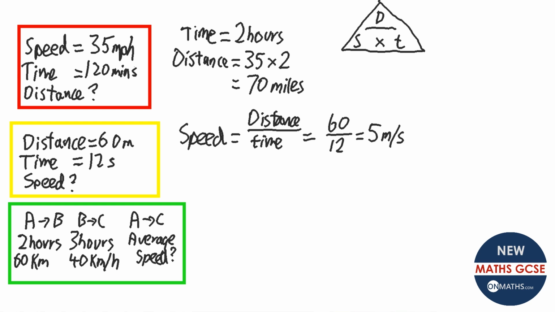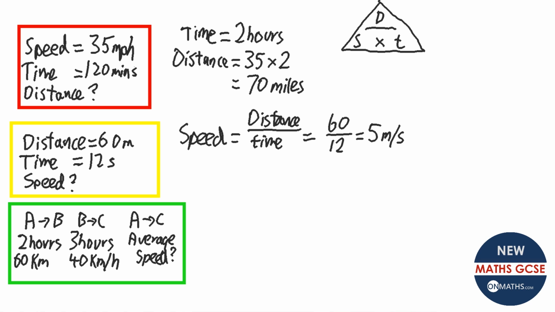Now you might be wondering, why is it not MPS? Well, the MPH only works for miles per hour, and it's just a funny one. Most of the units are something slash something, but because miles is imperial, it just has a special symbol, MPH, instead of M/H, which might look like meters per hour. Okay, so that's that done.